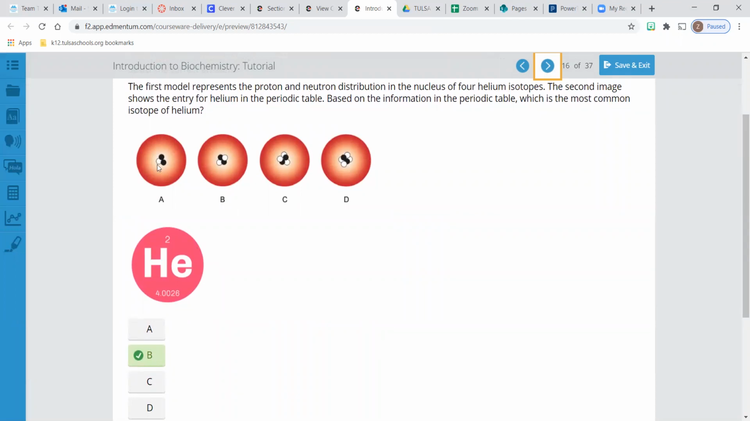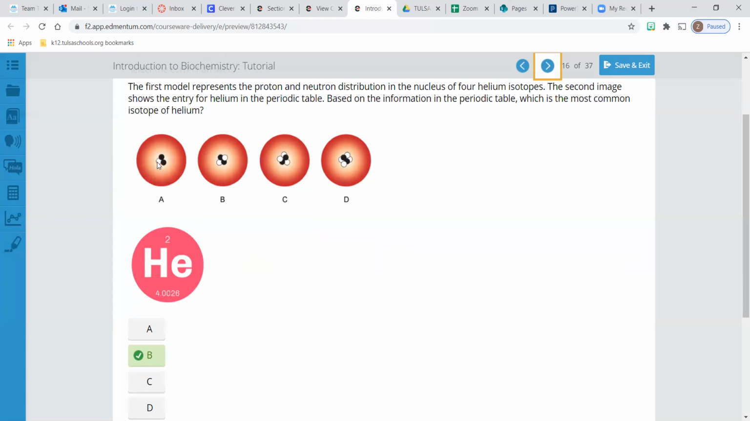So here we have 4 helium isotopes. So we see helium, everyone has 2 protons in the nucleus. And then isotopes means they have different numbers of neutrons. All right, so given that helium has an average atomic mass of 4.0026, which isotope is about equal to that?